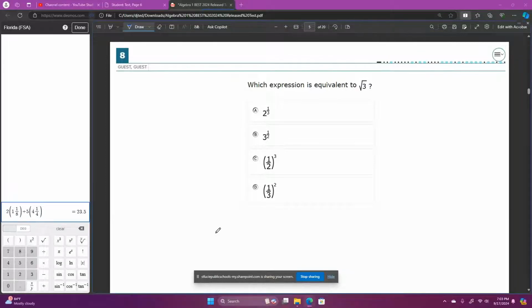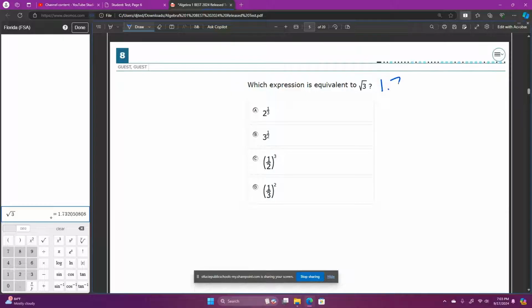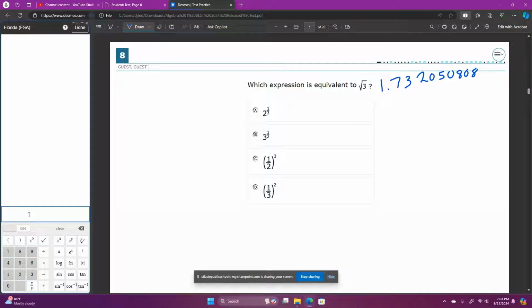All right, question number 8 says which expression is equivalent to the square root of 3? Well, if you wind up getting this question as a multiple choice question, use your calculator. You have the square root button. What is the square root of 3? It's 1.732050808. And then check your answer choices. What's a match? Make sure you know how to use this calculator.